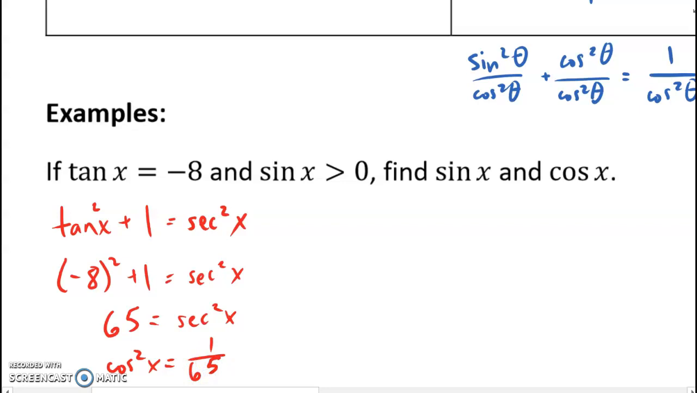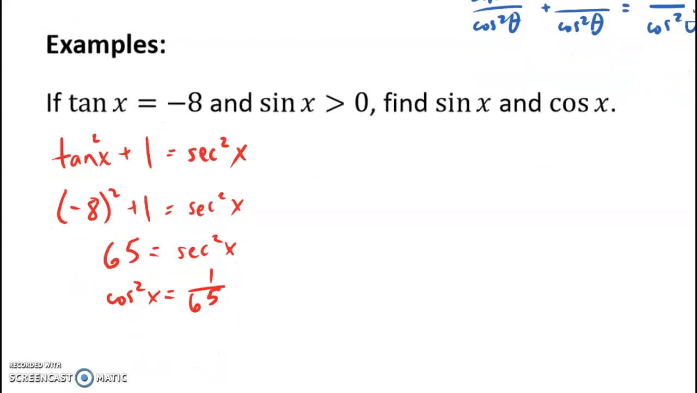Now, when we take the square root of both sides, we have to remember that this is an equation, and when you take the square root of an equation, you actually get two different answers. You get either the positive or negative version of the answer. But these problems generally don't get two answers because we're given more information. We know that the sine of x is greater than 0. So that's going to help us determine whether this is a plus or a minus.